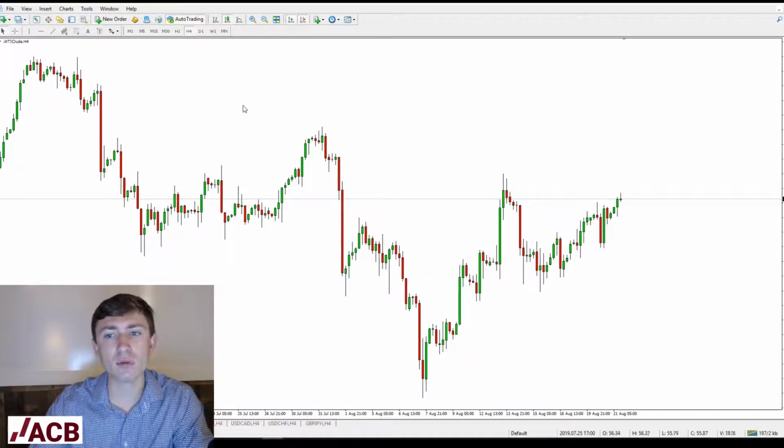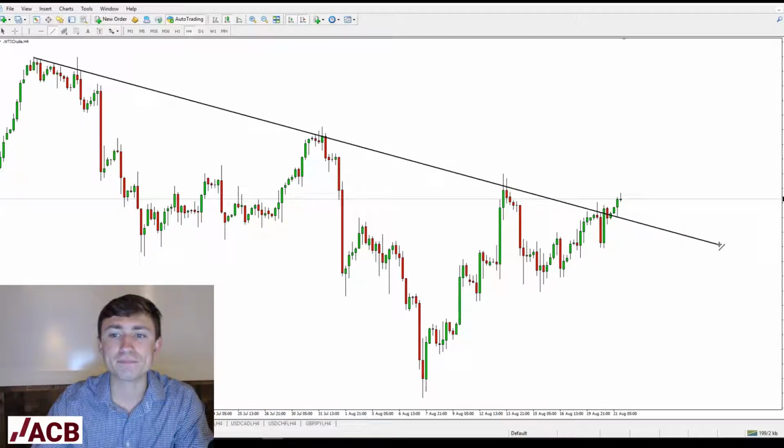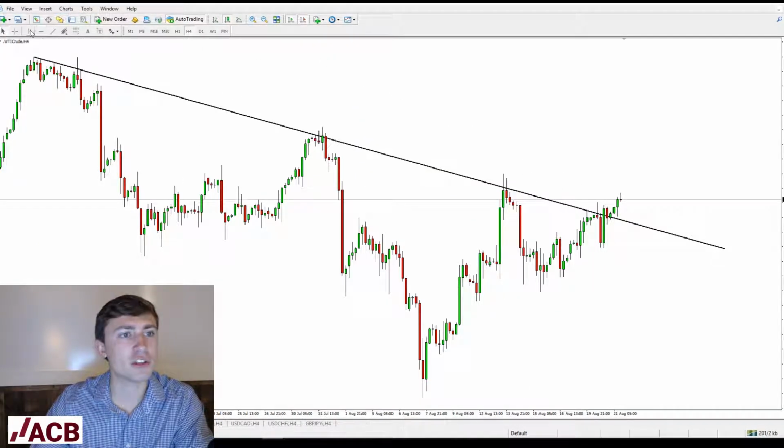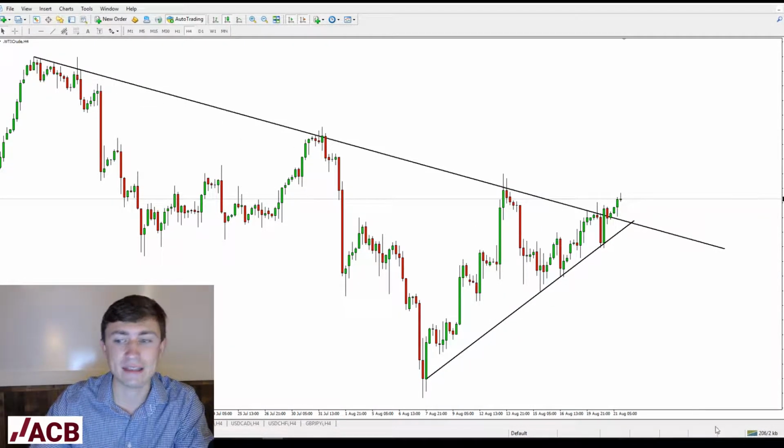WTI crude is our next one, which is going to be a very similar structure, but check this out, guys. You can take a look right here and notice that price is currently breaking out of that trend line, right? We are seeing a lot of bullishness on WTI crude as buyers are stepping up and pushing price through this wedge formation, also this negative trend line.